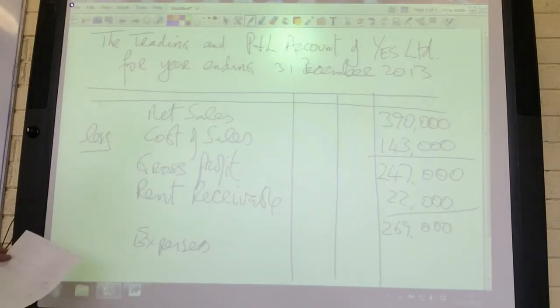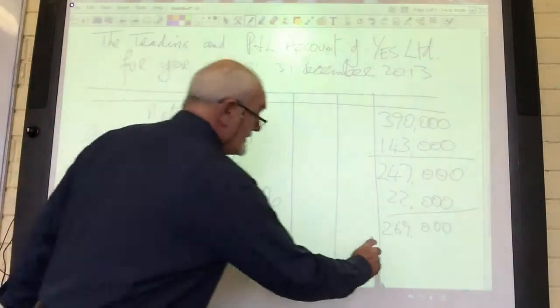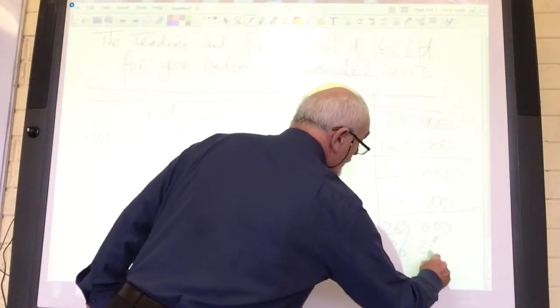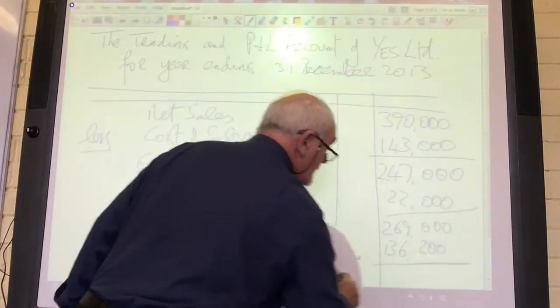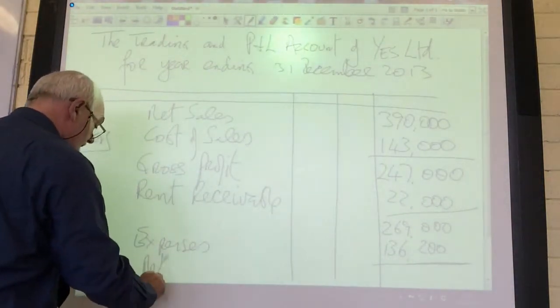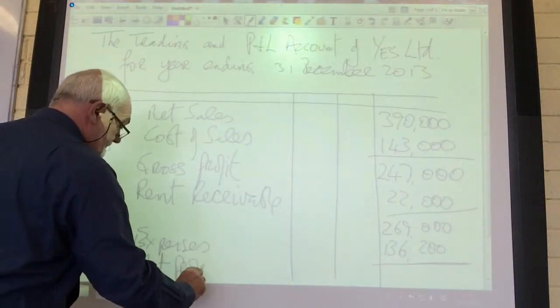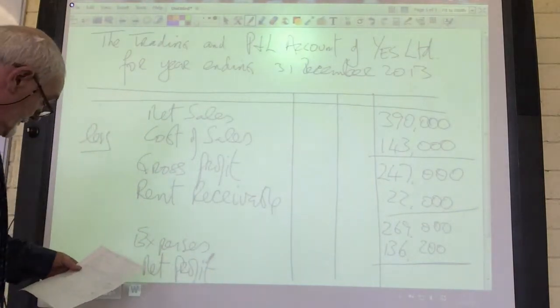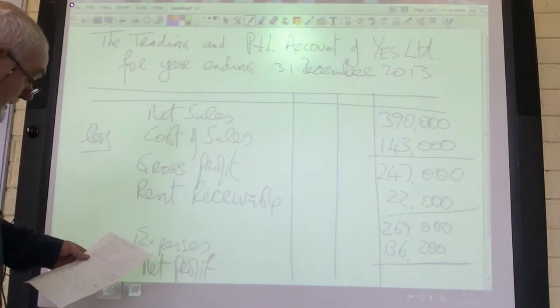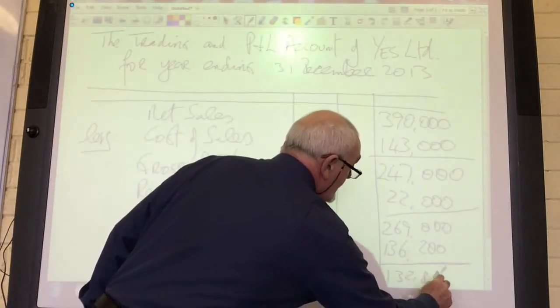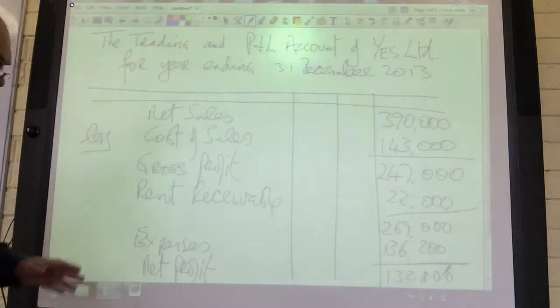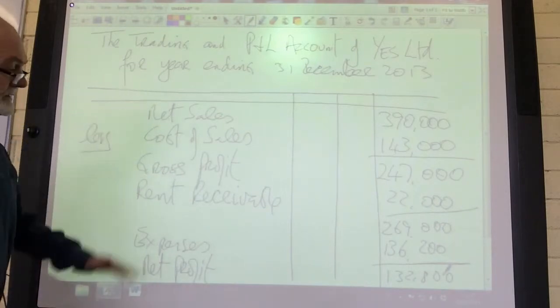So we take off our expenses totaling 146,200, and that will give us our so-called bottom line. That will give us our net profit for the year. Net profit, as you can see there then, is 132,800. We're not finished yet now, but that's our net profit.